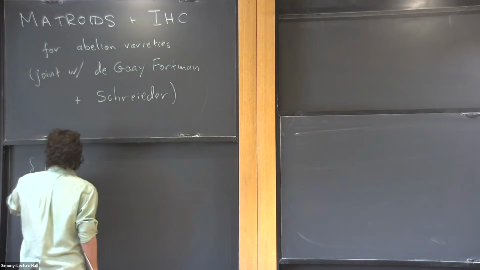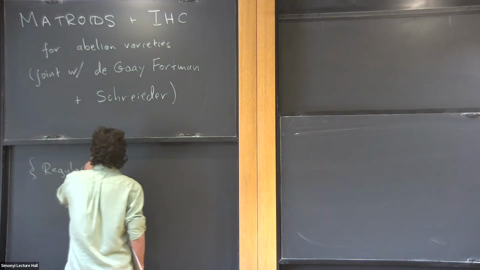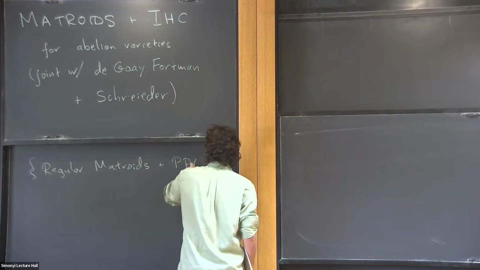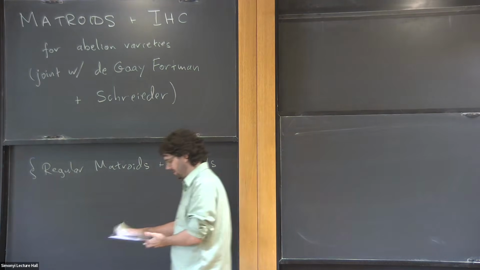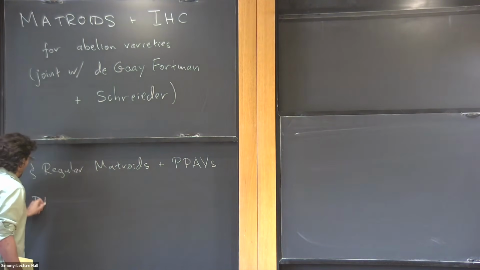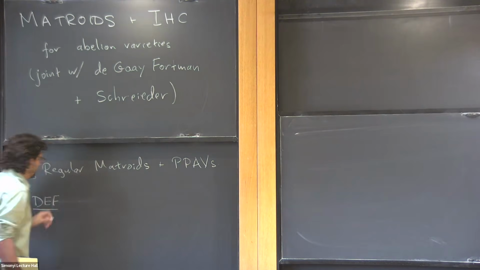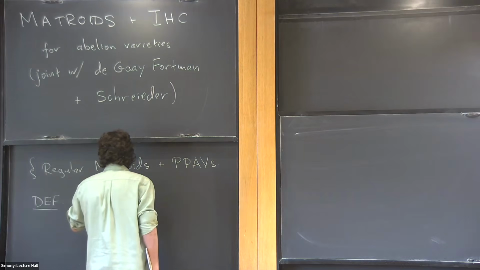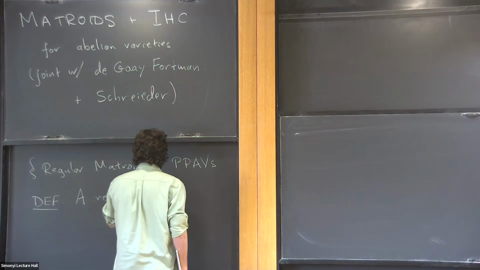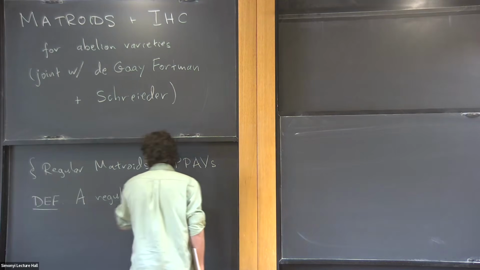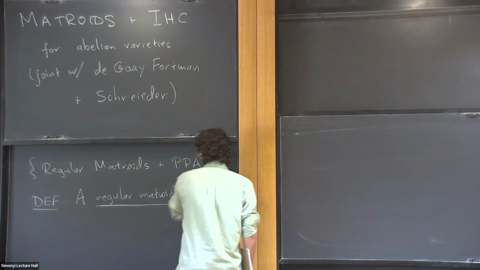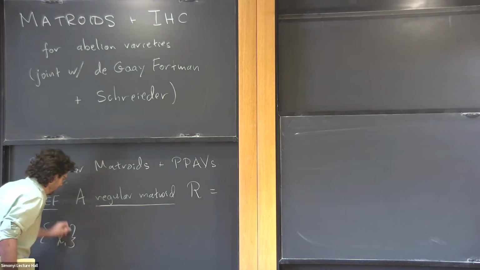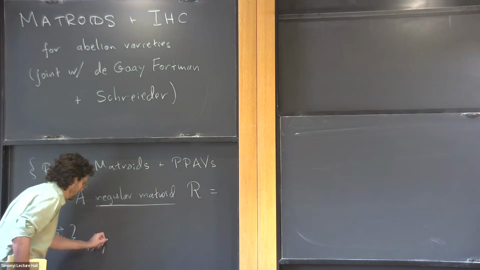So let me start just by talking about regular matroids and their relation to principally polarized abelian varieties. We don't need a general definition of a matroid, just a regular matroid, so I'll give something specialized to that situation. So for us, a regular matroid, let's call it R, is a finite set of vectors, let's say xi, indexed by some set 1 through k.